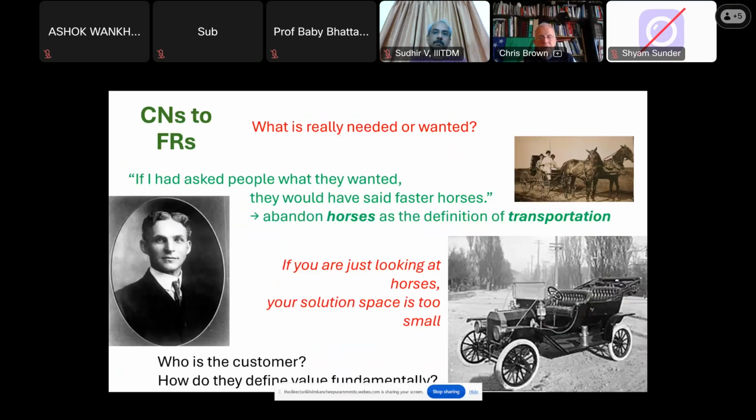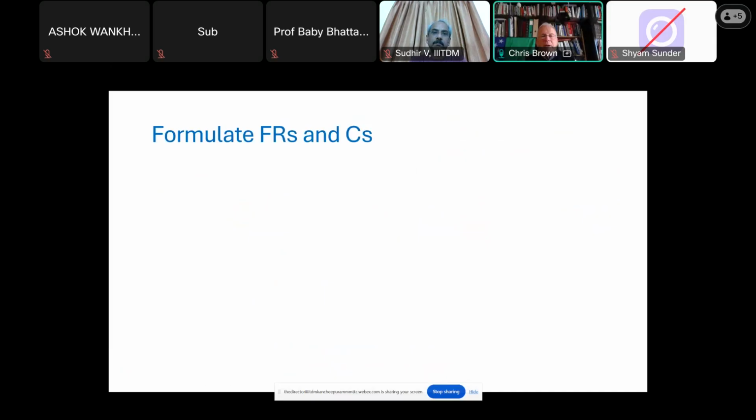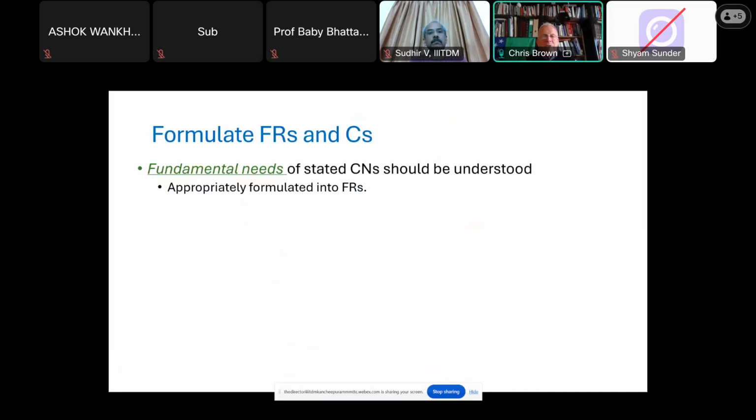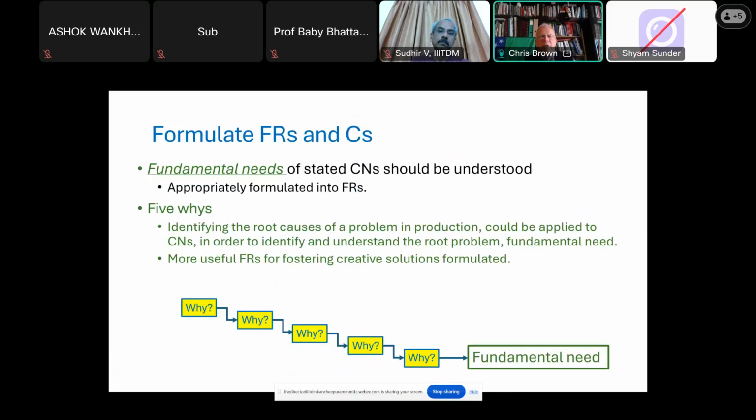So who is the customer and how do they define value fundamentally? Recognizing it's a transportation problem, not an animal breeding problem. So formulate FRs and constraints. Fundamental needs of stated CN should be understood and appropriately formulated into FRs. One of the things we can borrow here from Lean and the Toyota production methods is to ask why 5 times to get to the root of the problem, which is what we learned from Toyota.